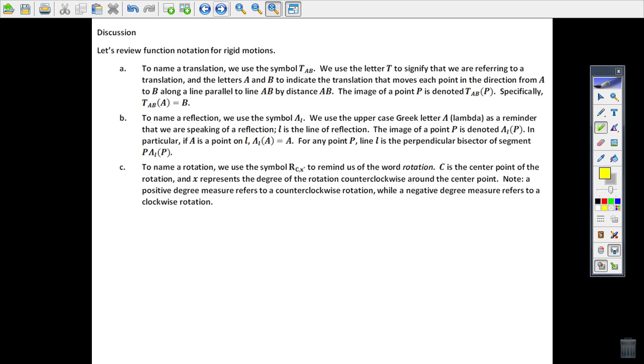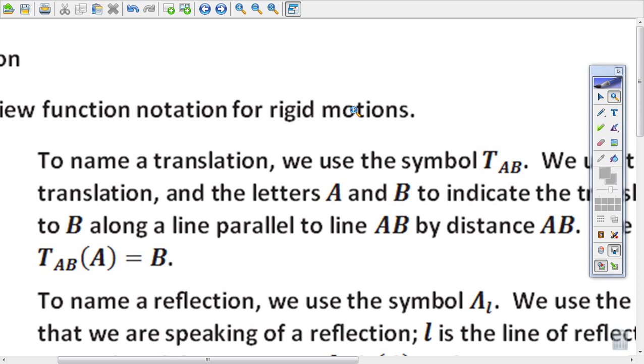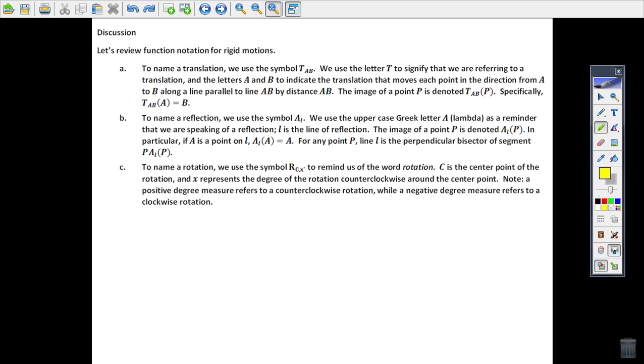Okay, let's have a quick discussion of all of the function notation that we used for rigid motions. And this is important because we've been trying to zone in on this for a while. So a translation, how do you write a translation? To name a translation, remember the symbol that we used? We used a T. T for translate. So the T indicates that I'm using a translation. And what am I translating by? The AB below it denotes the fact that I'm using a vector to translate. And the letters A and B indicate the translation that moves each point in the direction from A to B in a line parallel to line AB by a distance of AB.